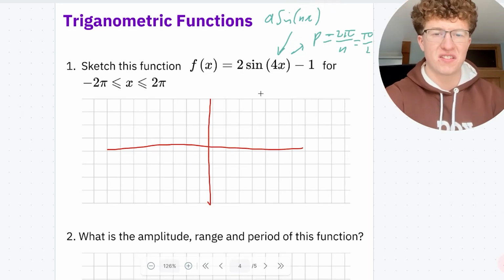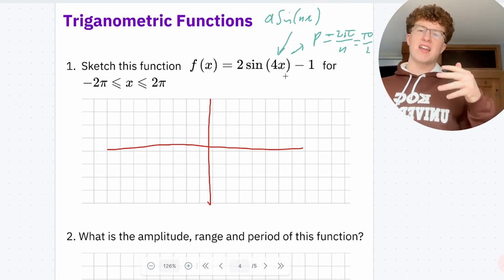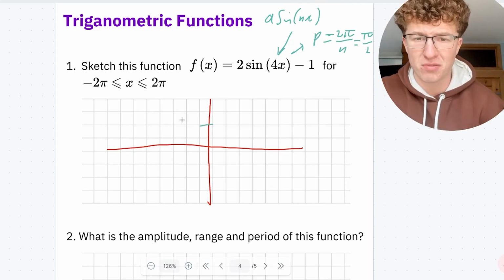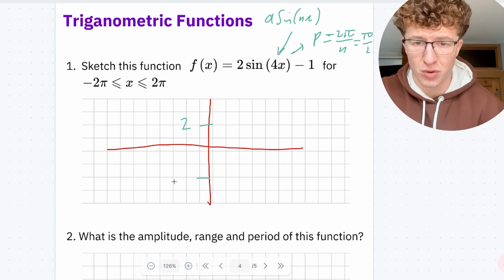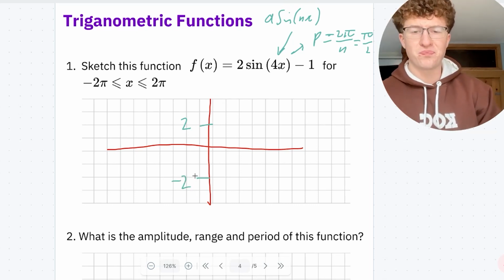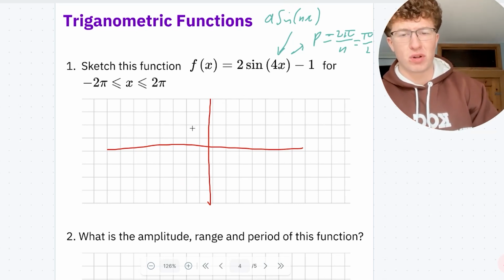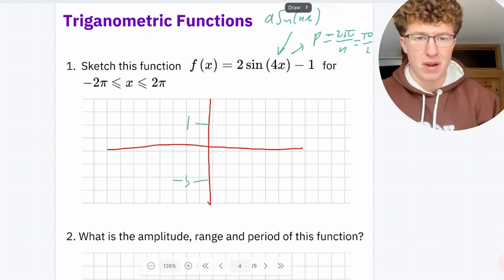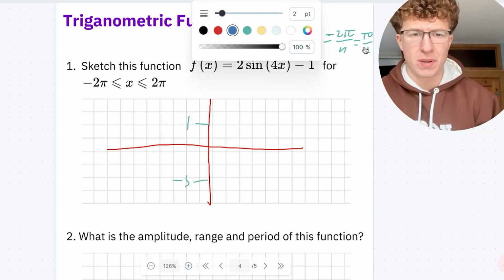It's going to be twice as high, the amplitude, but it's also minus 1. So it's going to be a little shorter than it normally is. If there was no minus 1, we would have the amplitude going from 2 to minus 2. But we have a minus 1 here. So it's going to go from 1 to minus 3. And remember, it fluctuates with a period of pi over 2.